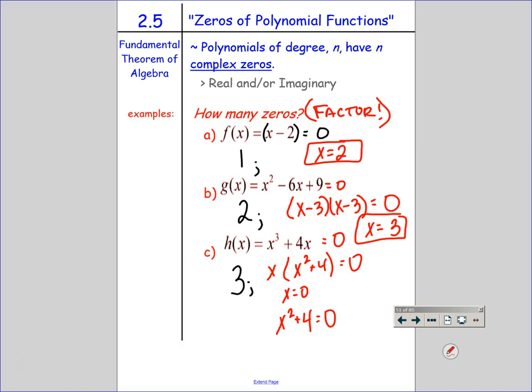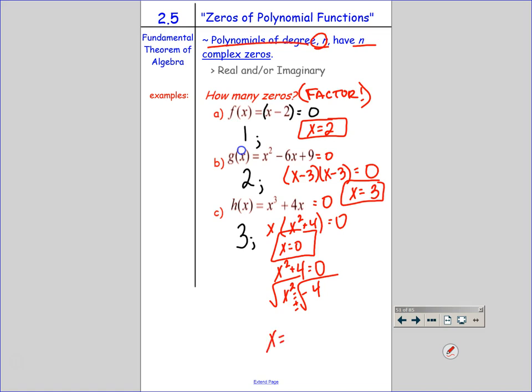Did you guys realize what you wrote at the very beginning? Fundamental theorem of algebra: polynomials of degree n have n complex zeros, real and/or imaginary. Because technically, what's the only real zero for the third one? Just 0. That's the only real zero. Now careful, some of you would have tried plus or minus 2. No, it's not a difference of squares, it's a sum. So if we solve x squared is equal to negative 4, plus or minus the square root, because of that whole absolute value business we saw earlier this year, what other zeros would we get?